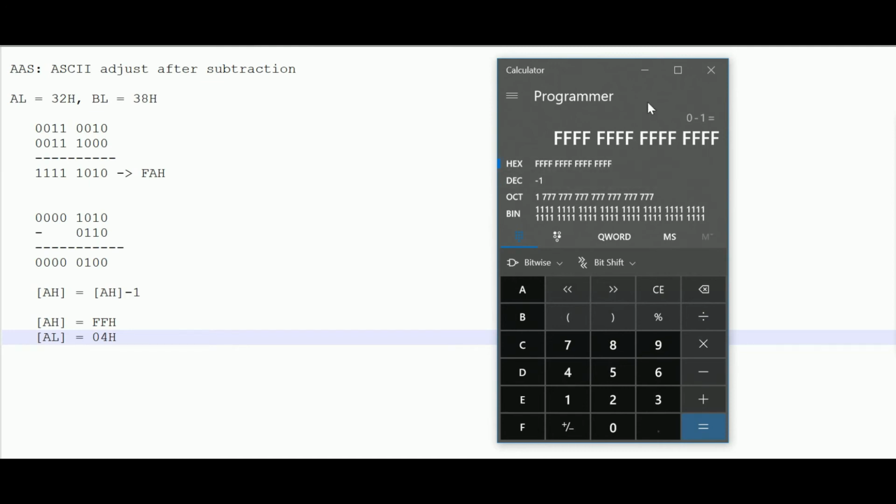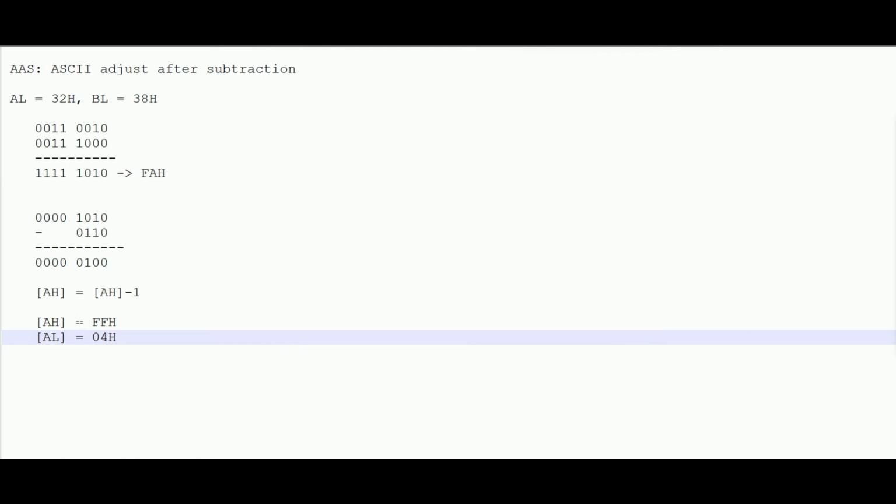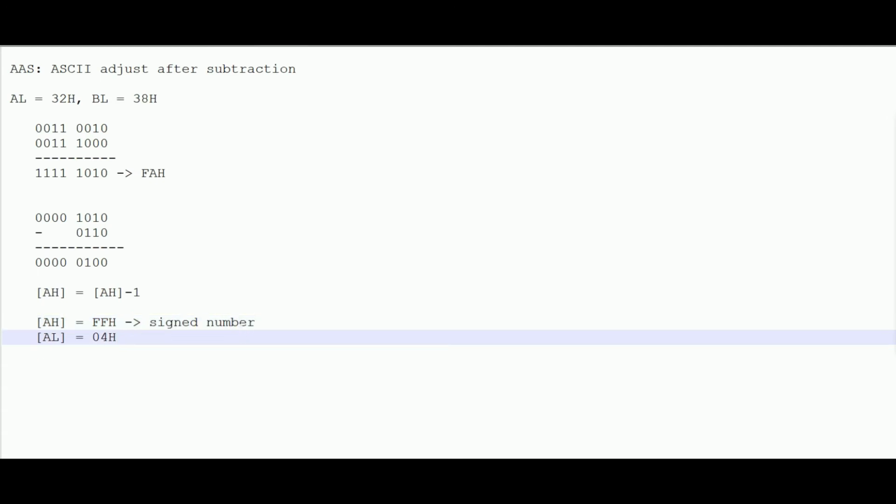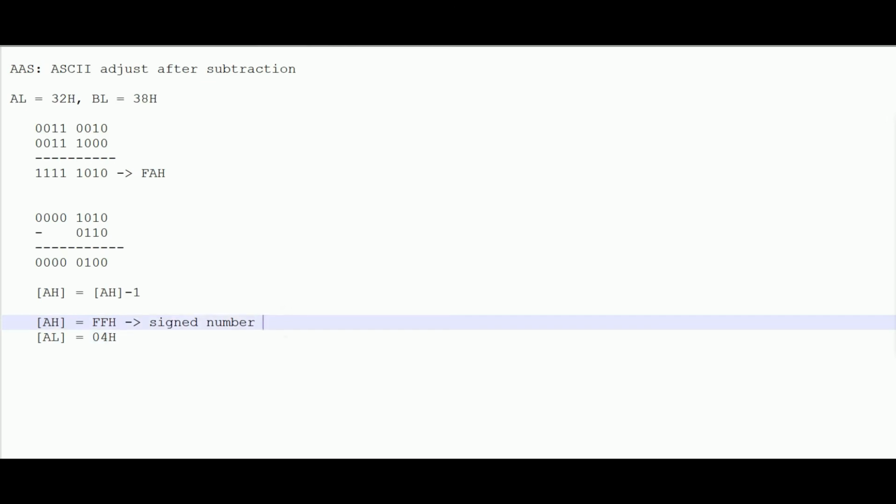Now coming back to the topic. Here the content of AH is FFH and the content of AL is 0FH. Now what does this FFH mean? FFH means that it is a signed number and it basically represents a negative value.